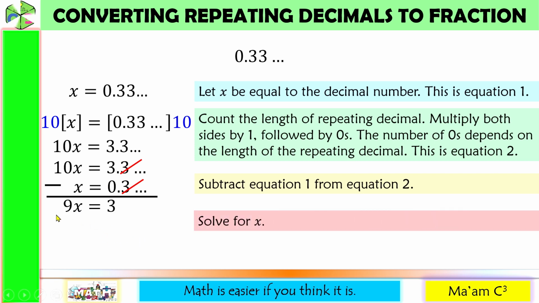To solve for x, we're going to divide both sides by 9. So 9 here will cancel out. So we have x is equal to 3 over 9. Think of a number where you can divide both 3 and 9, and that would be 3. 3 divided by 3 is equal to 1. 9 divided by 3 is equal to 3. Is there any number that you can divide both 1 and 3 again? None. So this is our final answer. So 0.3333 is equal to 1 over 3. 0.33 here is an example of non-terminating repeating decimal.